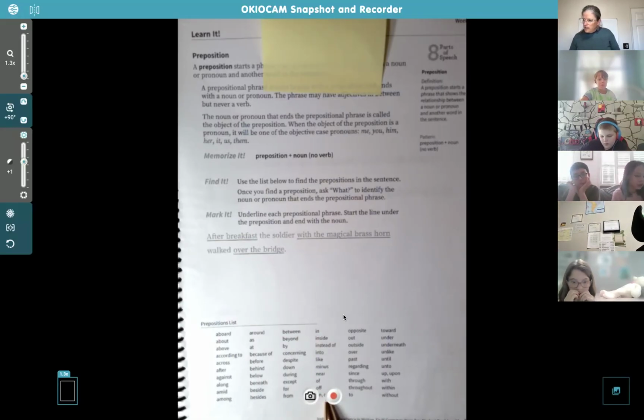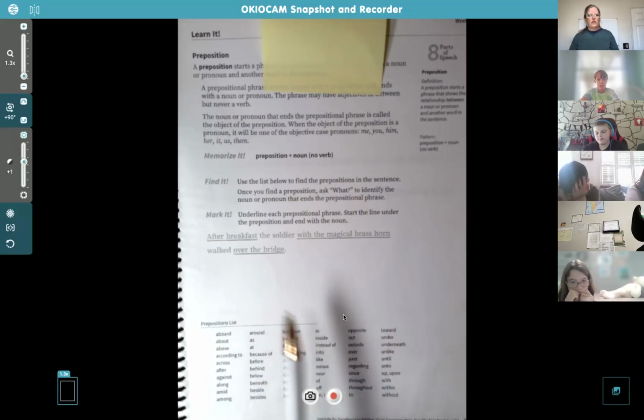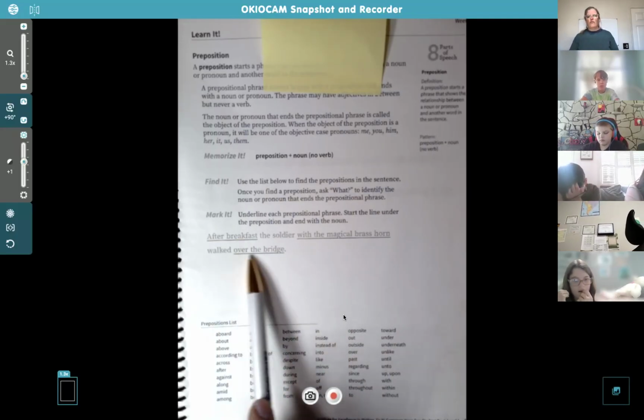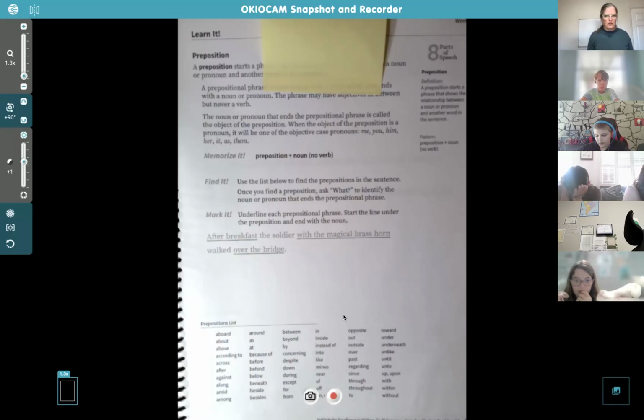Over. The O's are kind of down here and then this column. I see it right here. So then asking yourself, over what? Over the bridge. That's the whole phrase. So that's how you're going to mark it in this book. That's why you need this page.